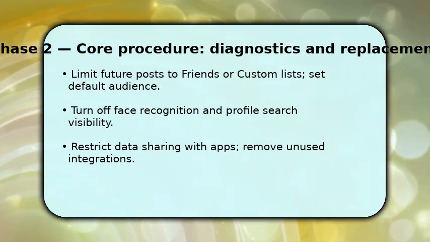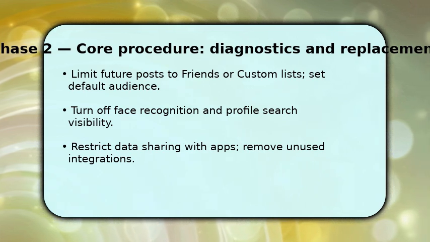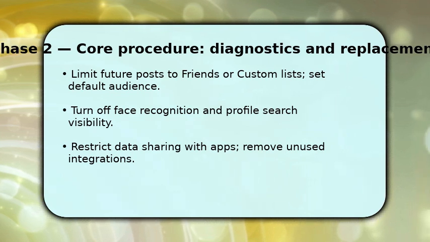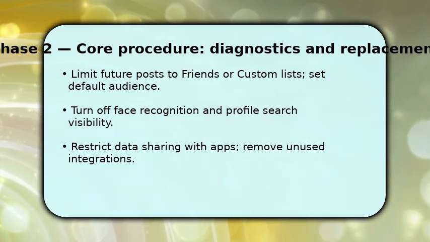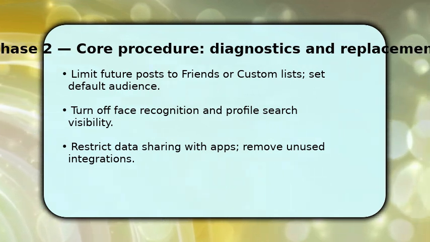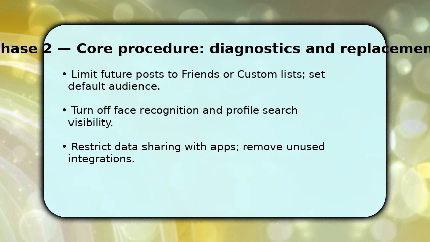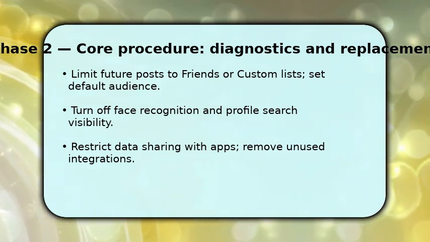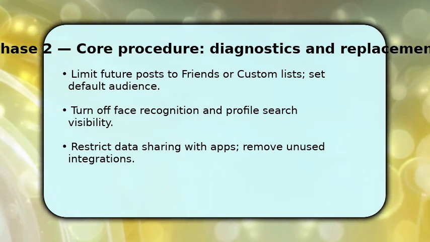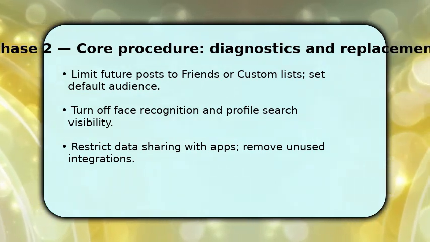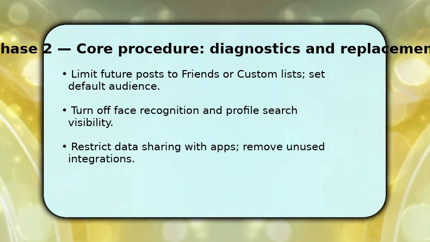Go to privacy settings and set your default audience to friends or a custom list so future posts aren't public. Once that's done, disable face recognition and make your profile less discoverable by search engines and people who aren't connected. Then audit apps and websites, revoke permissions for integrations you no longer use, and limit what third-party apps can access. These targeted adjustments stop new leaks and reduce the platform's ability to profile you over time.